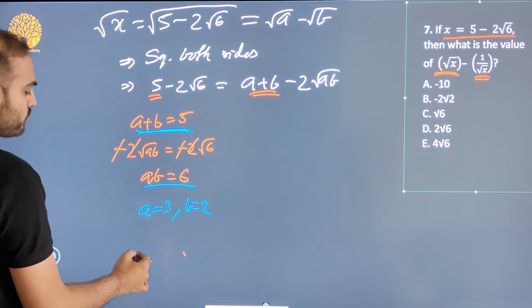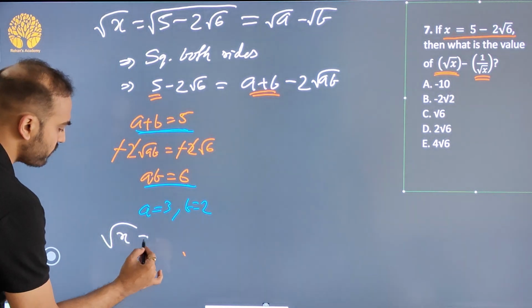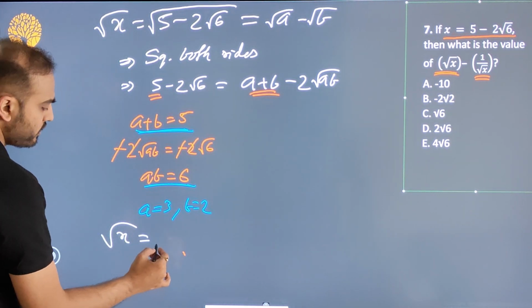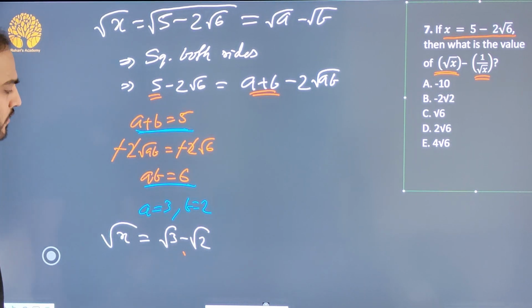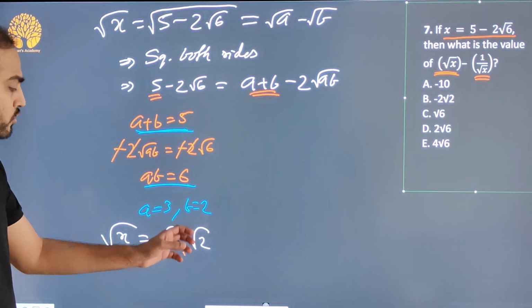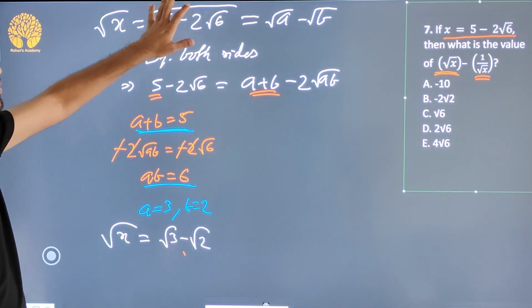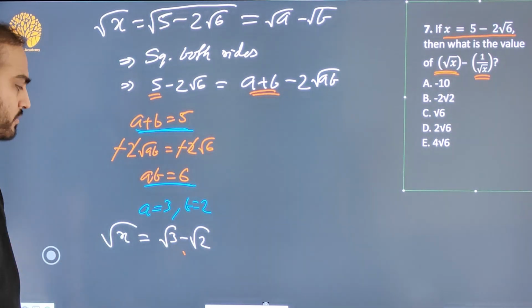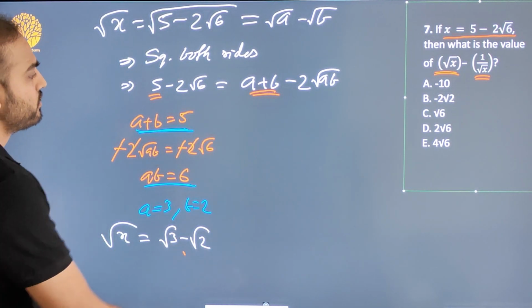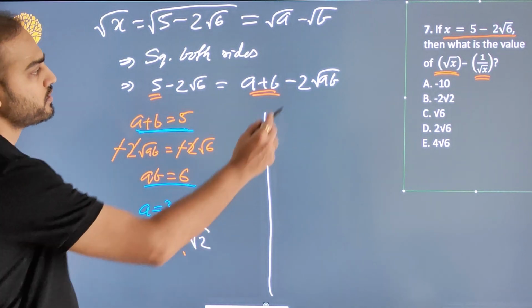What does that tell you? That square root of x is root 3 minus root 2. Don't do root 2 minus root 3 because it can't be negative. Square root of numbers is always positive, so it has to be greater minus smaller number. Again, don't jump. Question is not over yet.